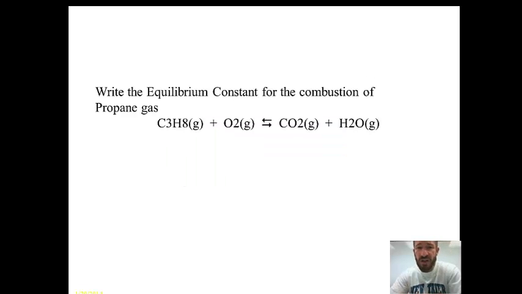So what I'd like you to do is write the equilibrium constant expression for the combustion of propane gas. So what is the first thing you have to do? Notice there are no solids or liquids in this, so everything should be included in the expression. The first thing you should do is balance that reaction. So do that, and then write your K expression. You can stop this recording if you'd like to while you're doing that.